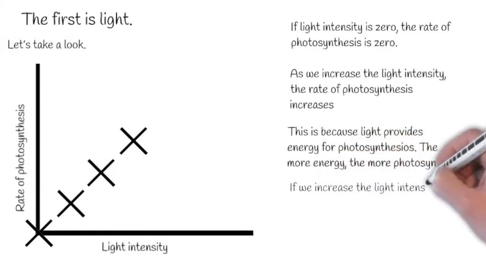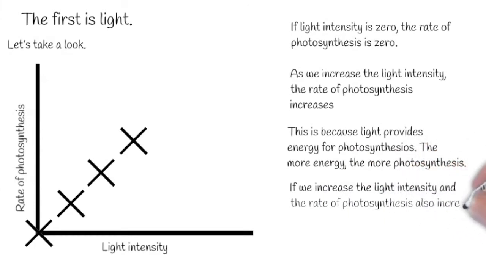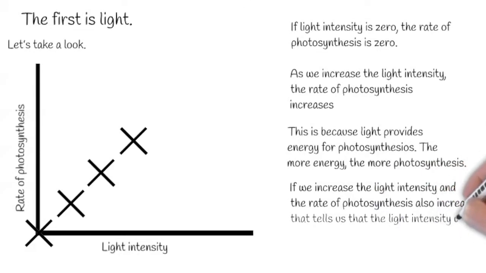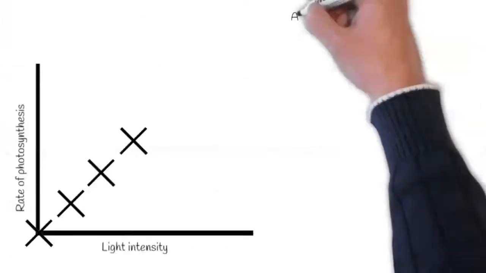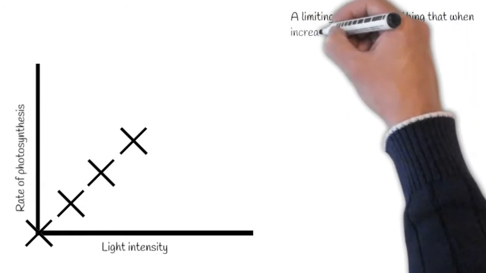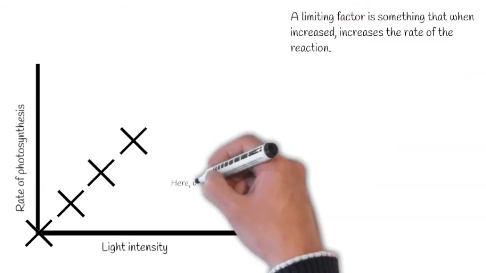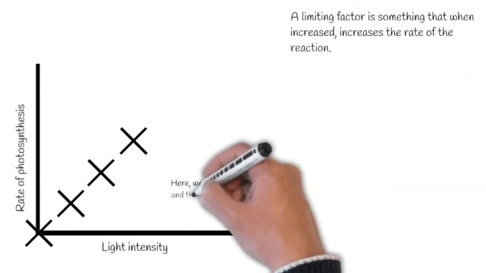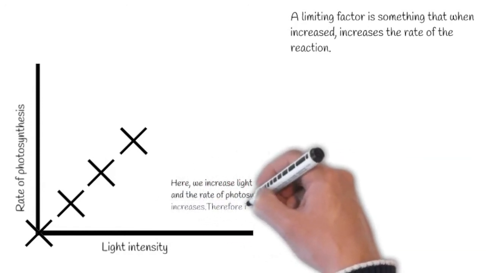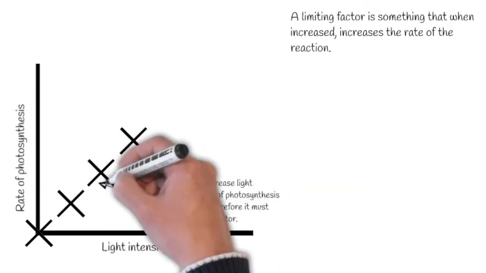If we increase the light intensity and the rate of photosynthesis also increases, that tells us that the light intensity was limiting. A limiting factor is something that, when increased, increases the rate of the reaction. Here, we increase light intensity and the rate of photosynthesis increased. Therefore, it must have been a limiting factor.